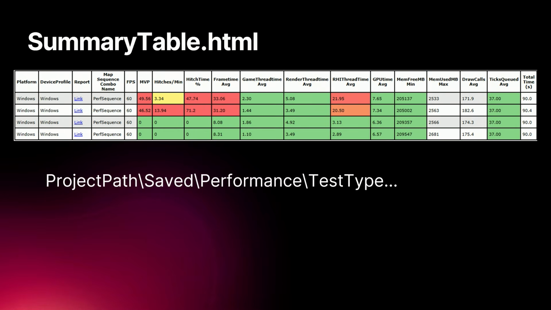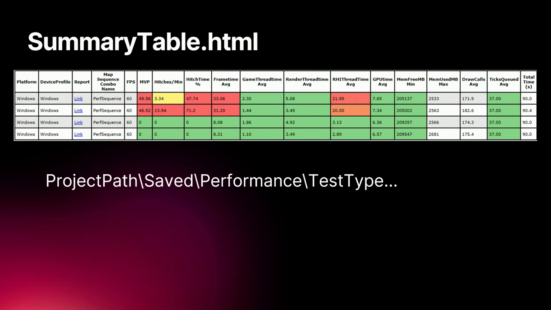And then at the end, this generate local reports option is going to give you a summary table.html, which is going to be saved in your project directory based on the test type and a couple other things. And this is going to show you the results of your tests. So like in the test that I was working on, we have the map sequence combo name. So I know that it's the perf sequence that I'm working with.